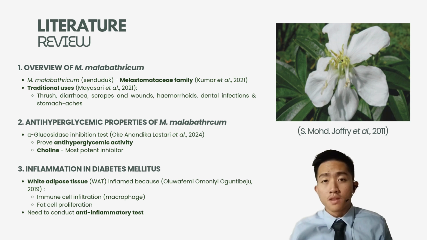M. malabathricum, or commonly known as sendudok, has been used traditionally to treat thrush, diarrhea, scrapes and wounds, hemorrhoid, dental infection, and stomach aches. There is also a study that proved the anti-hyperglycemic activities of M. malabathricum leaves using alpha-glucosidase inhibition test. For our information, people with obesity may develop diabetes due to the inflammation of adipose tissue. Due to this reason, anti-inflammatory test was conducted together in this study.